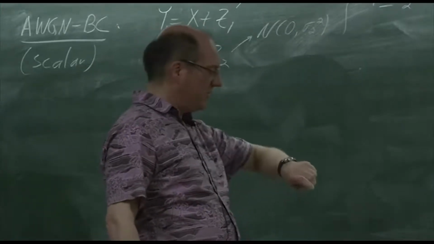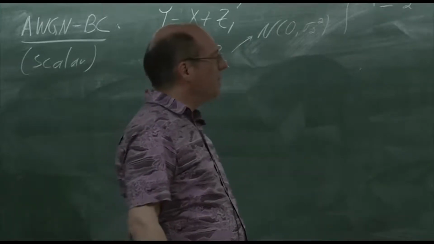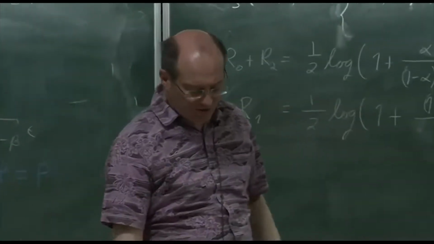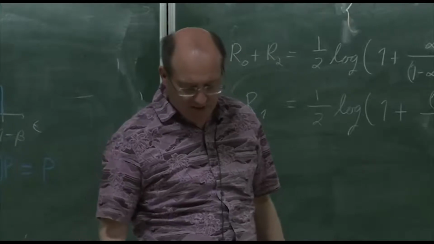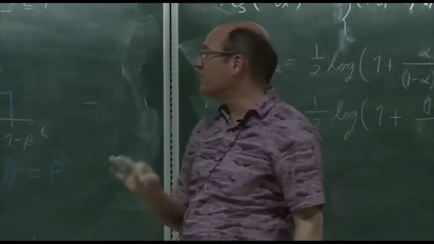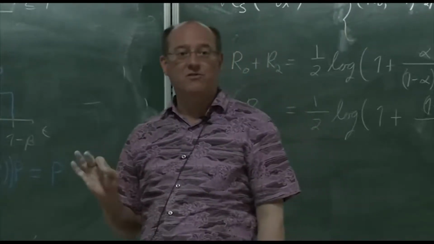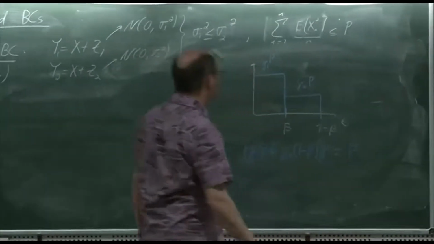Now, I still have a bit of time, right? There's two things I'd still like to do with Gaussian channels, so we're just going to stick to Gaussian channels. That'll finish the broadcast channel section. One is Marton coding, and the second is vector broadcast channels. Okay, so let me begin with Marton coding.